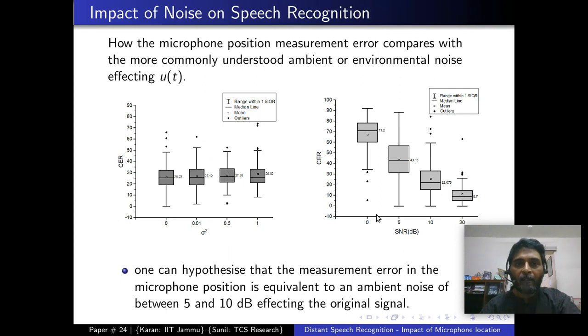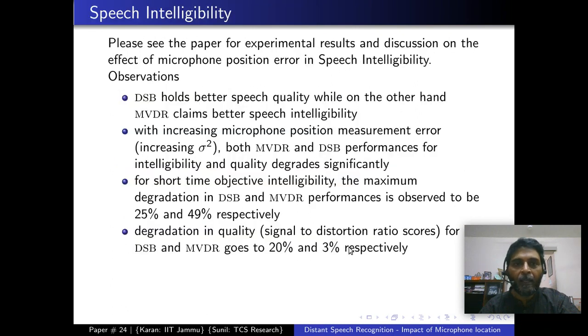Now, to understand how the microphone position measurement error compares with the more commonly understood additive noise, if you look at these two plots, when the signal to noise ratio is between 10 and 20, you see that the bands are almost similar. So one could conclude and hypothesize that the measurement error in the microphone position when sigma squared is equal to 1 is almost equivalent to saying that there is a 5 to 10 dB noise in the original signal.